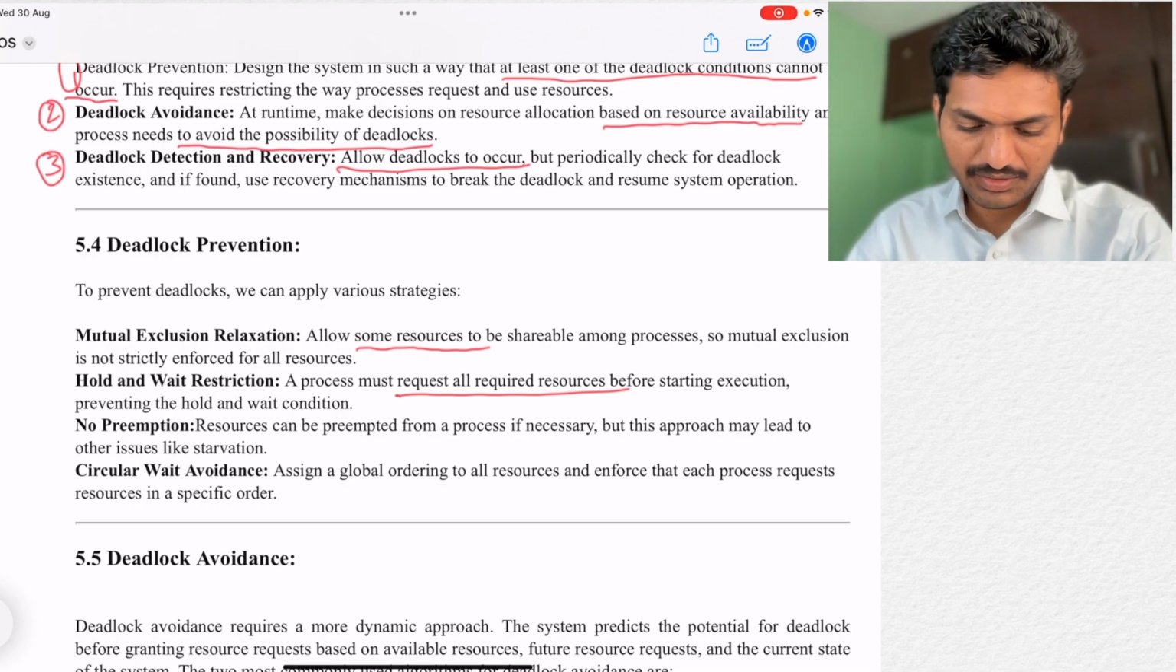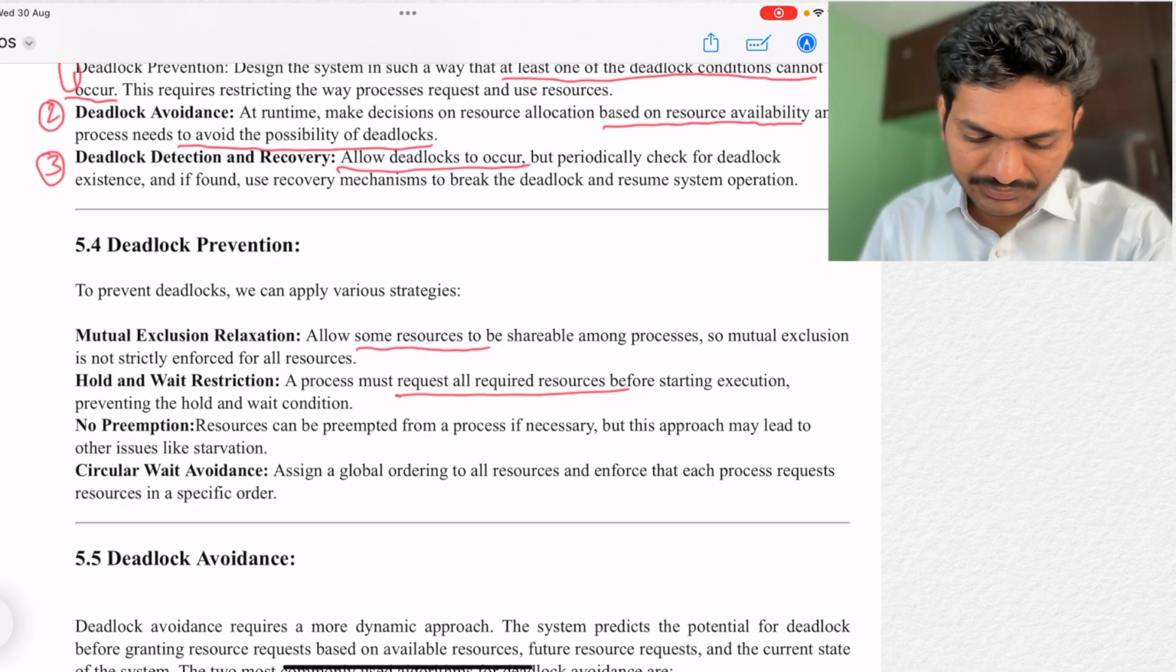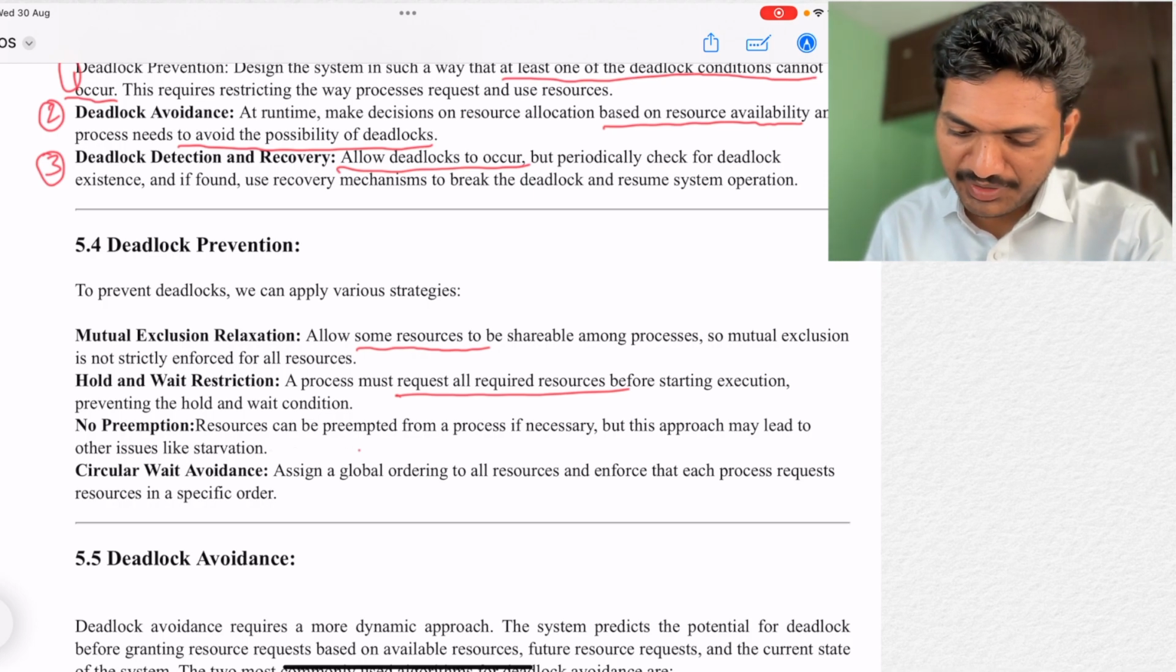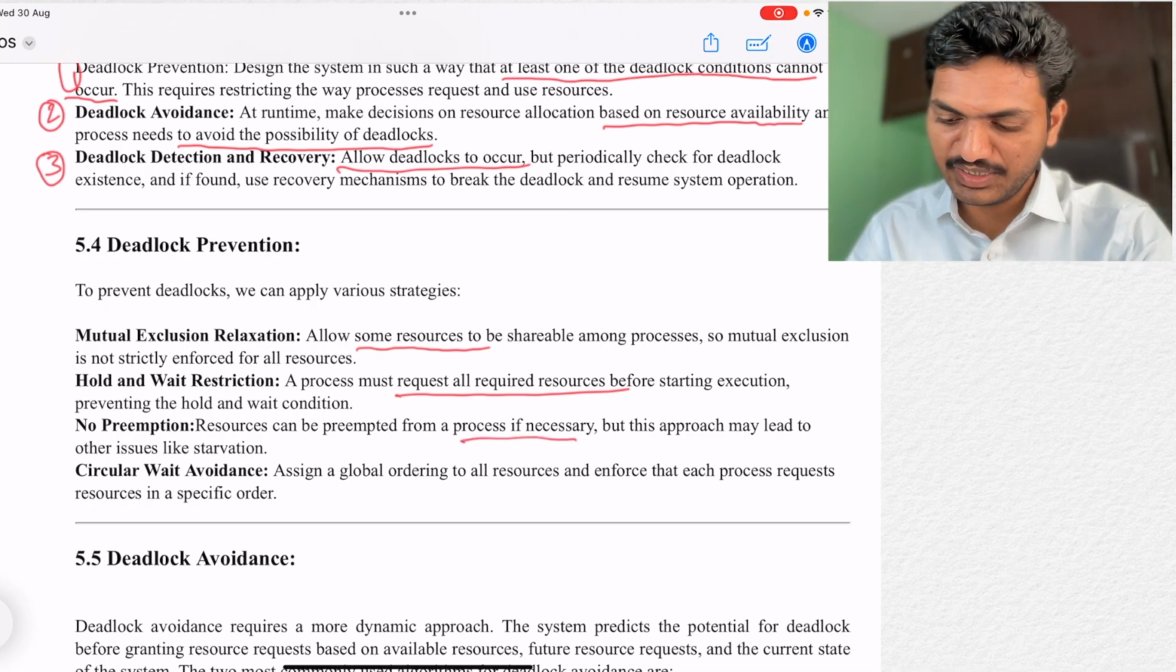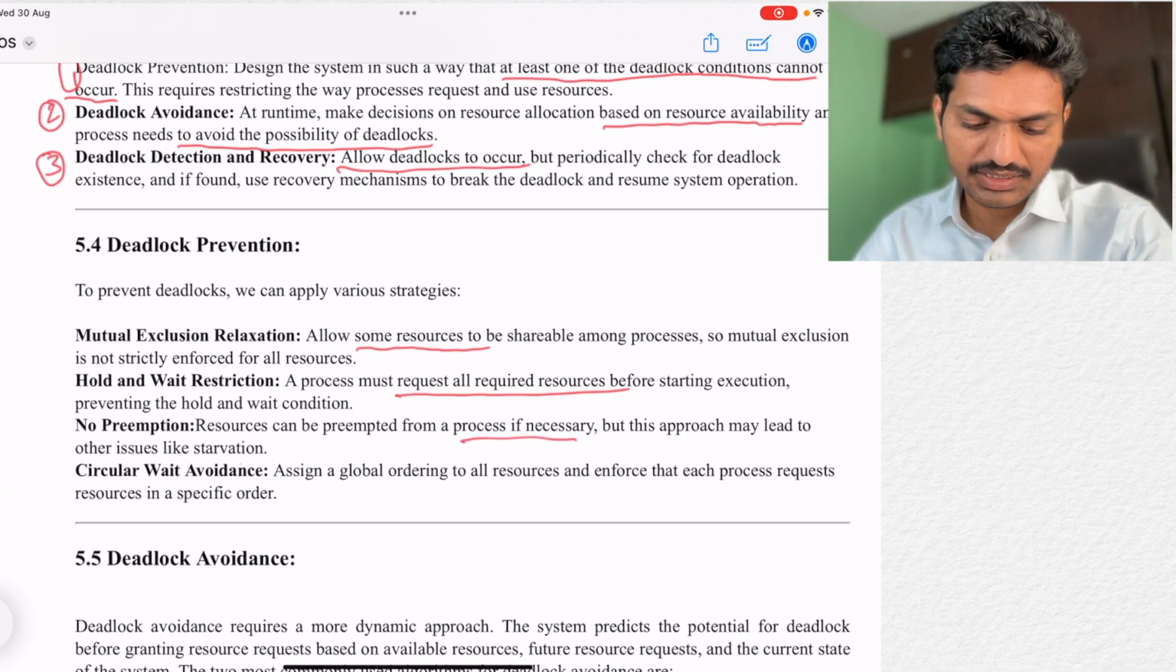No preemption: resources can be preempted from a process if necessary. We are allowing that. So in this we may face issues like starvation, right?